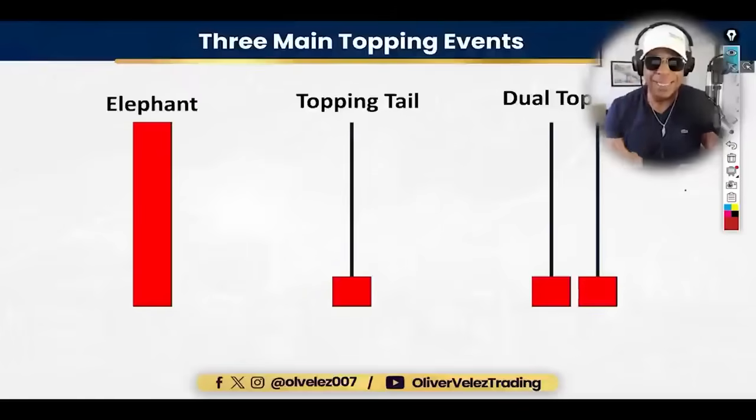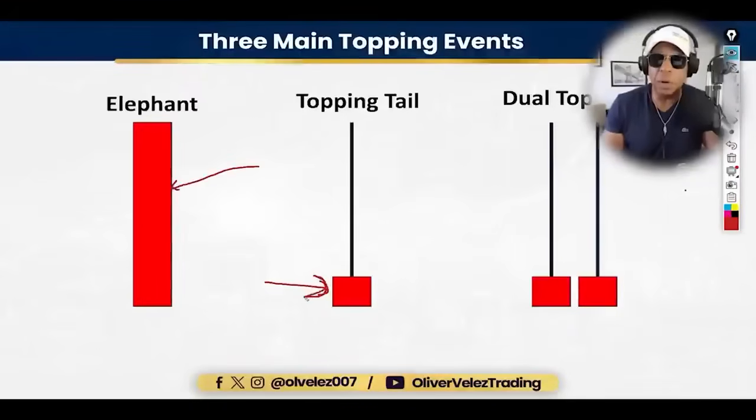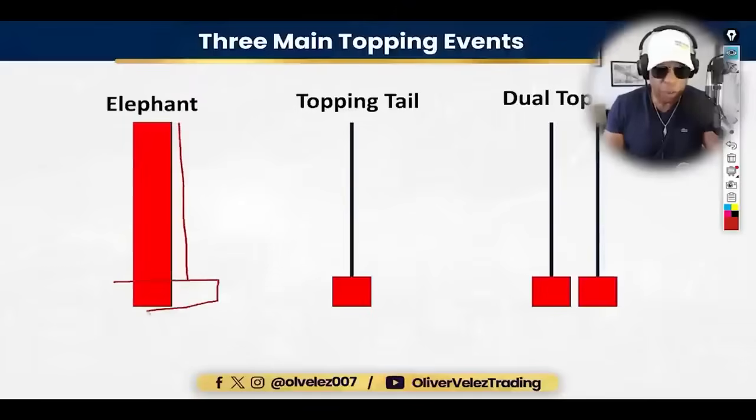Now, a topping tail bar is by definition a small body. This is a big body, but the topping tail bar is a relatively smaller body with a relatively long tail on it. It doesn't have to be super long, by the way, but it has a tail on it. So think of shrinking the red down to about here. And what do you have left over? You have the shadow of what used to be left over.